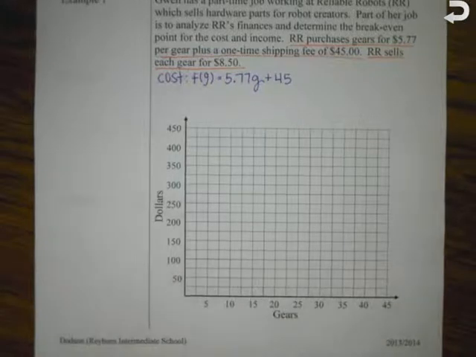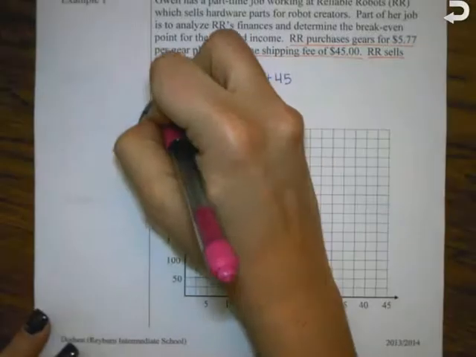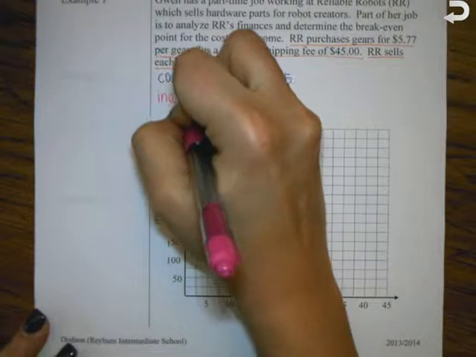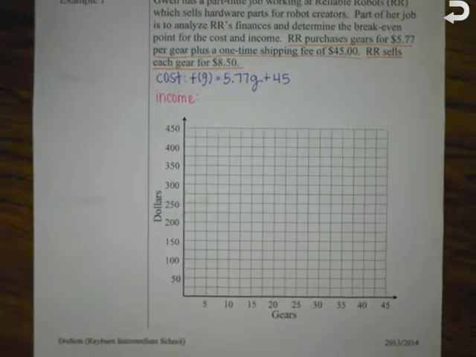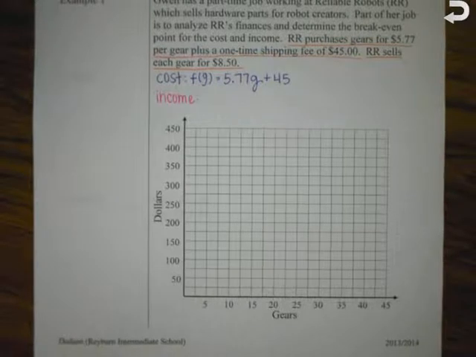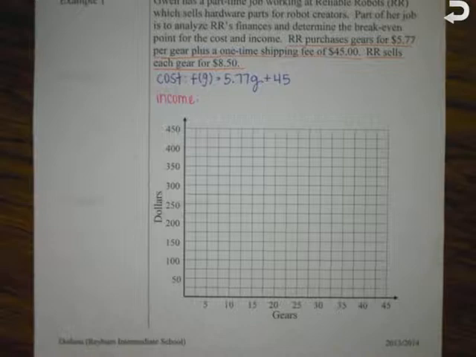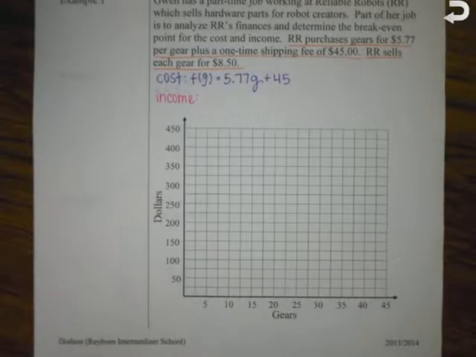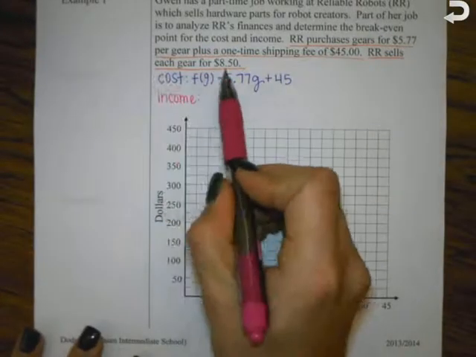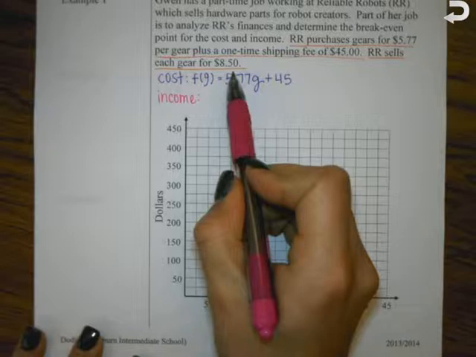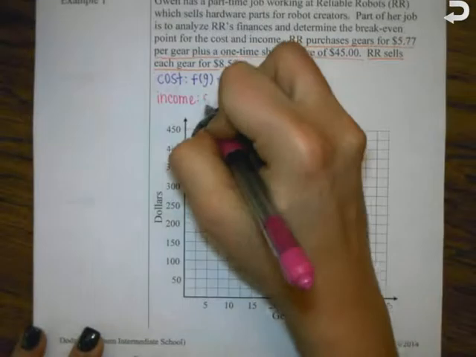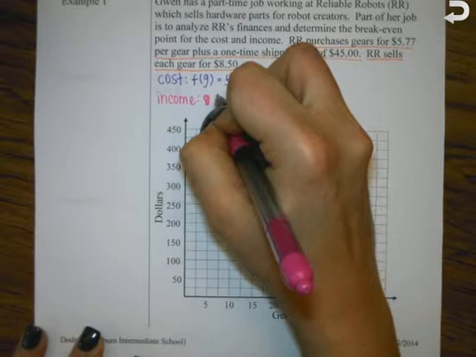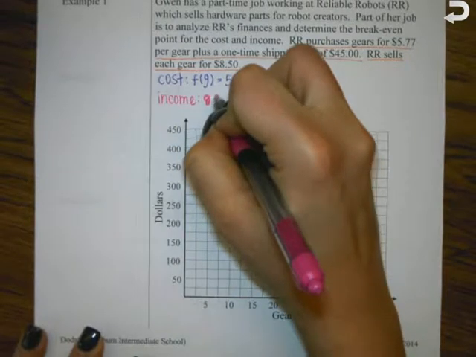We'll see. So then let's write an equation for their income. Their income is how much they make based on what they sell the gears for. Which sentence, the first one or the second one, tells you how much they make? The second one. How much do they make? $8.50 per gear. So how would you write that as an equation? Or oops, F of G. Or actually, we need to pick a different letter than F.